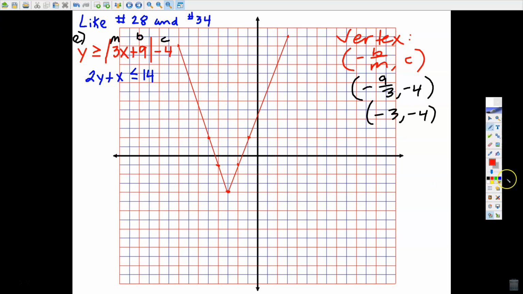And now I just have to do the boundary line for the blue, the linear equation. So let's solve it for y first. And now it's ready to graph the boundary line. I have a y-intercept of 7 and a slope of negative 1/2. Down 1, right 2, up 1, left 2. Also a solid boundary line.